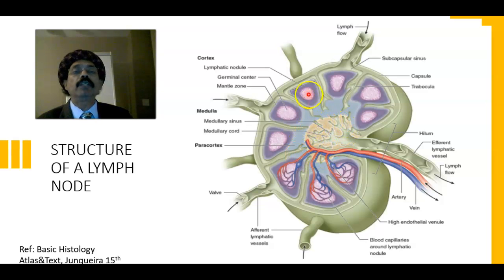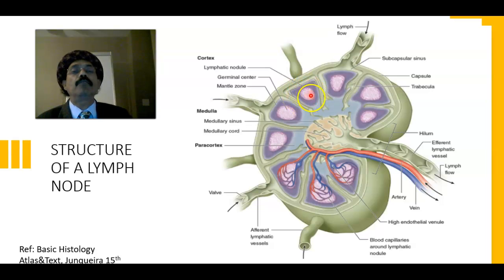This is the medulla here, and we have the capsule outside the lymph node. Efferent lymphatic vessels are passing through the capsule to the subcapsular sinus, and that is continuous with the trabecular sinus, which is continuous with the medullary sinuses. In the cortex, we have the lymphatic nodule.